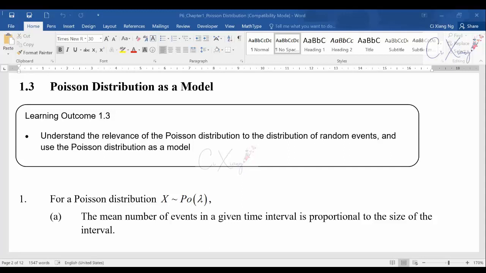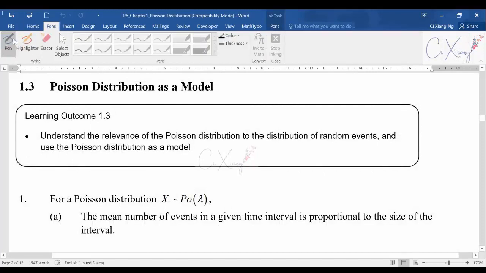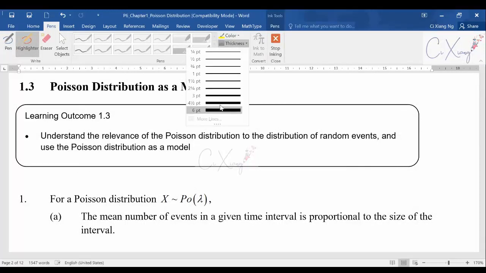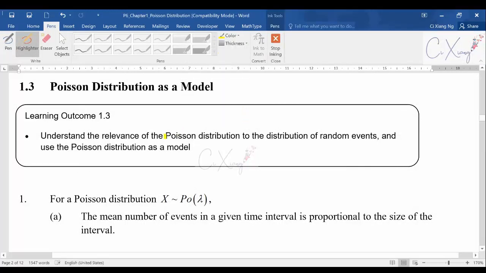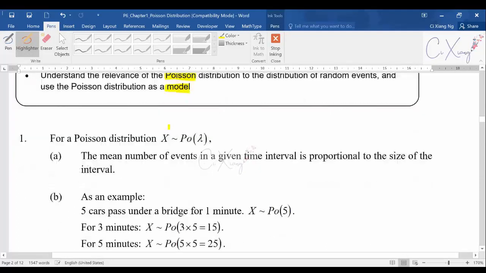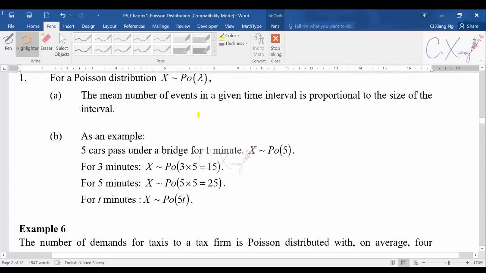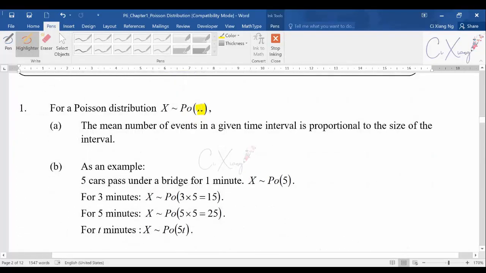All right, so let's have a look at the learning outcome today. What you need to do now is know how to identify the Poisson question, and how to use it as a model in the application type of question. First of all, for the Poisson distribution, we know that lambda is the mean. Usually the lambda will be given in the question.